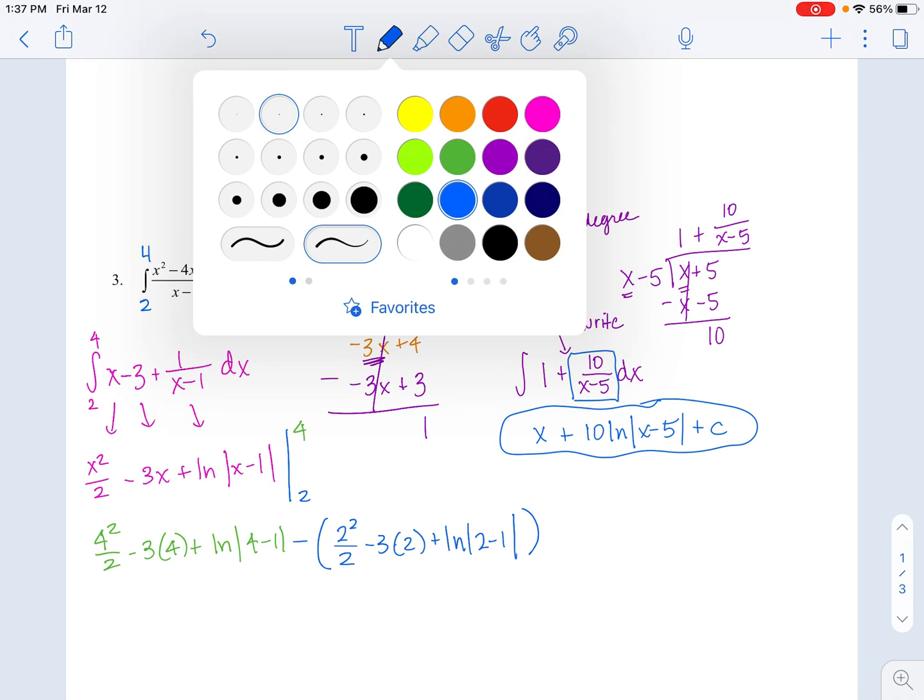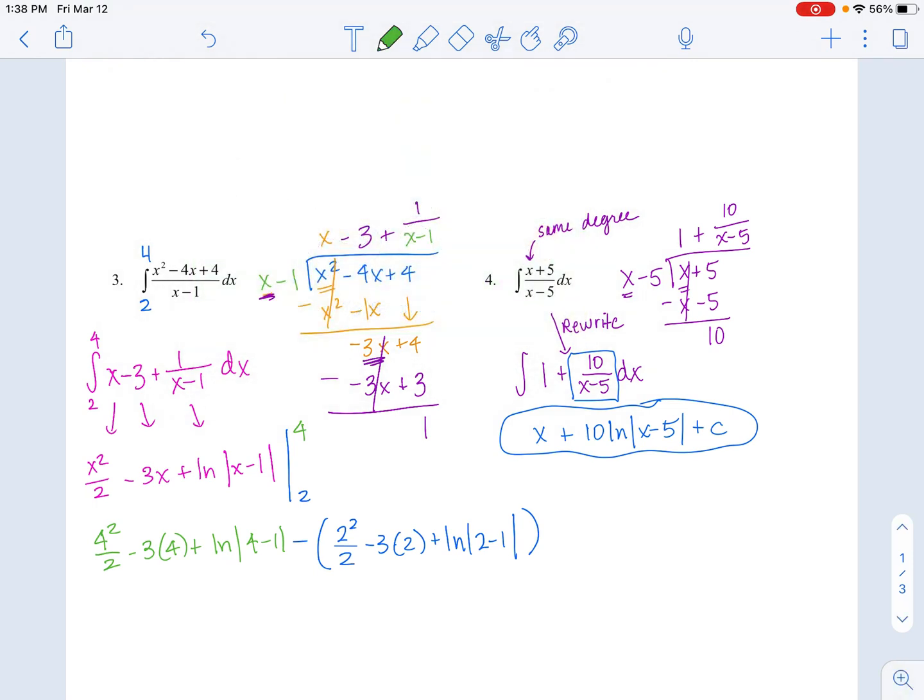So this gives me, I can simplify a little bit here, 16 over 2, this first term is 8, minus 12 plus ln of 3, minus, in parentheses, 4 over 2 is 2 minus 6 plus ln of 1, which is 0, so that part's irrelevant. So I've got negative 4 plus ln of 3 minus, and then 2 minus 6 is negative 4. Yay, that becomes addition. Negative 4 plus 4's cancel. And the final answer here is ln of 3.